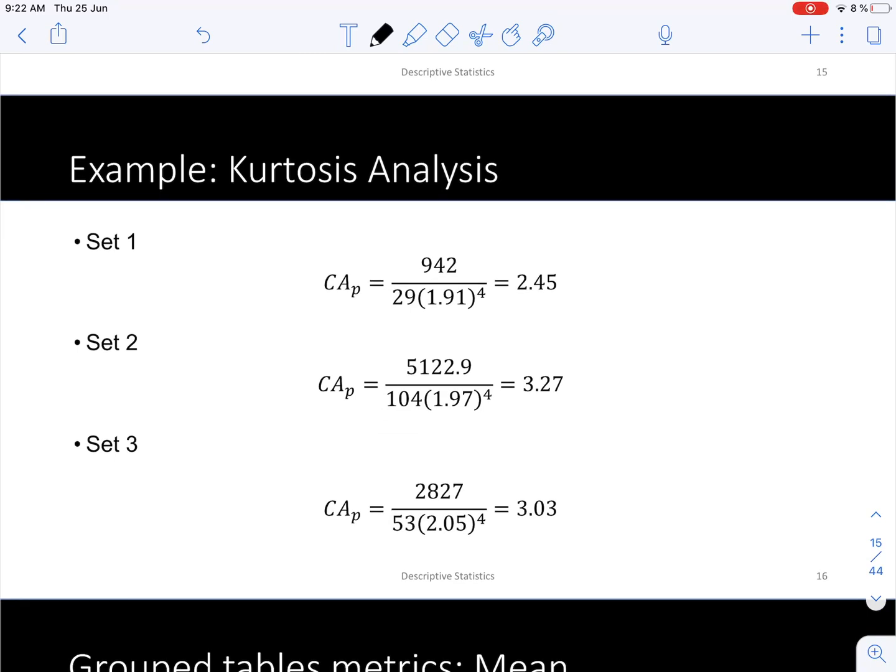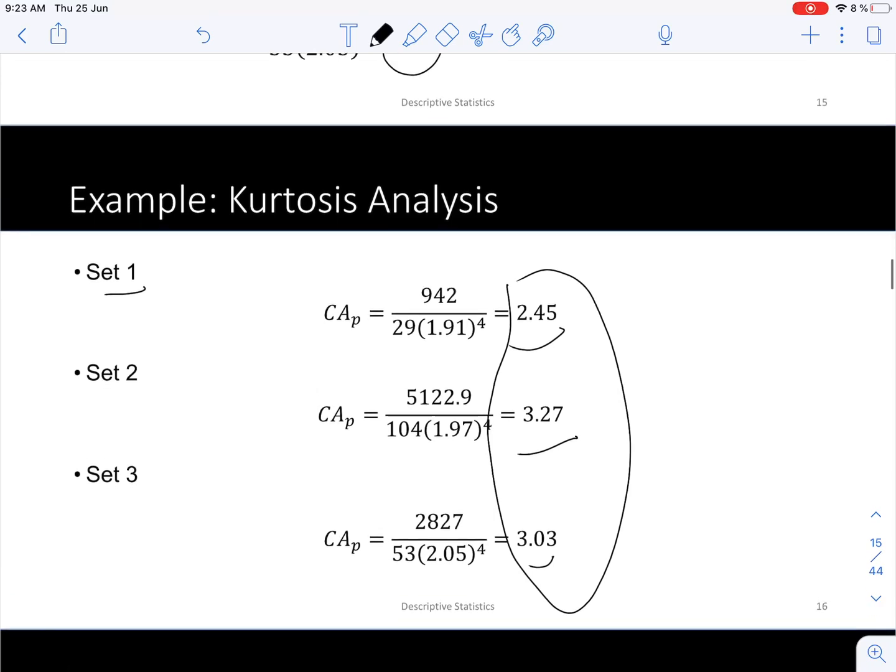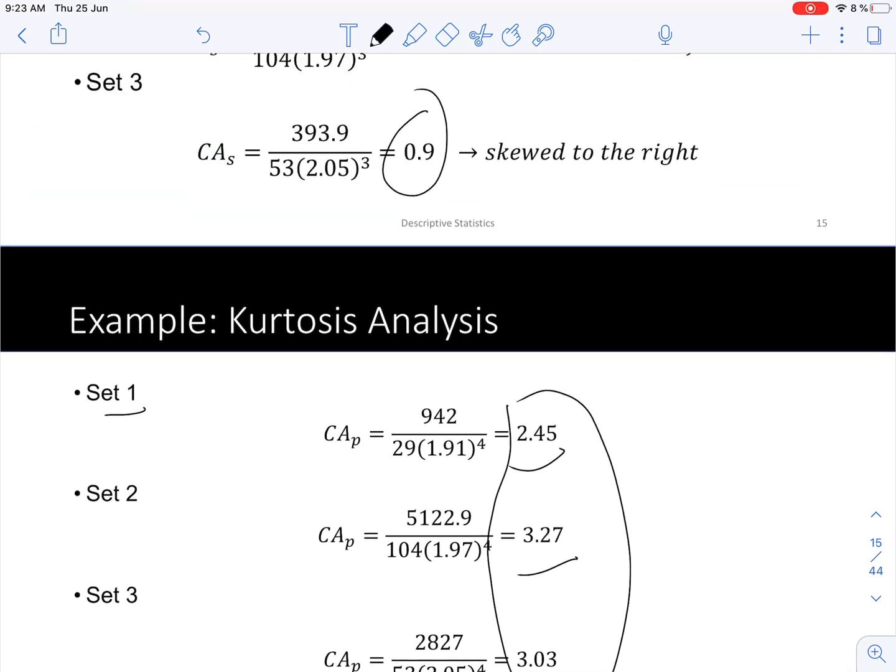Okay, so let's try to compare these 3. According to the numbers, in set 1 it's less than 3, so it's flatter, right? Compared to the others. In set 2, it's 3.27, so the peak is going to be sharp. And set 3, it's more like the normal height. So it's not that big, it's not that sharp, not too much flat. All right, so let's compare them.